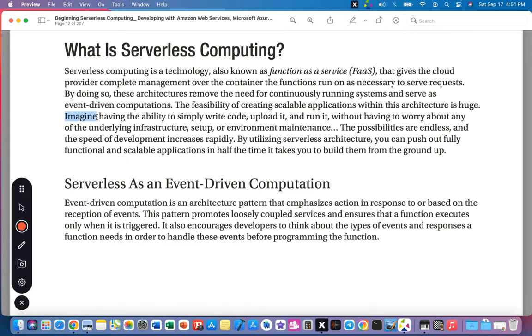Imagine having the ability to simply write code, upload it, and run it without having to worry about any underlying infrastructure setup or environment maintenance. The possibilities are endless, and the speed of development increases rapidly. By utilizing serverless architecture, you can push out fully functional and scalable applications in half the time it takes you to build them from the ground up.